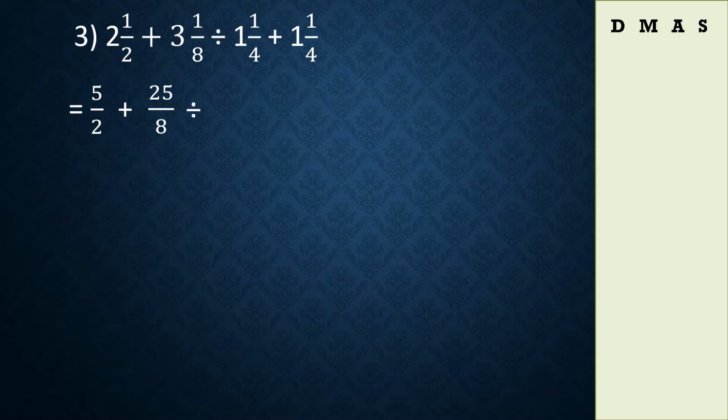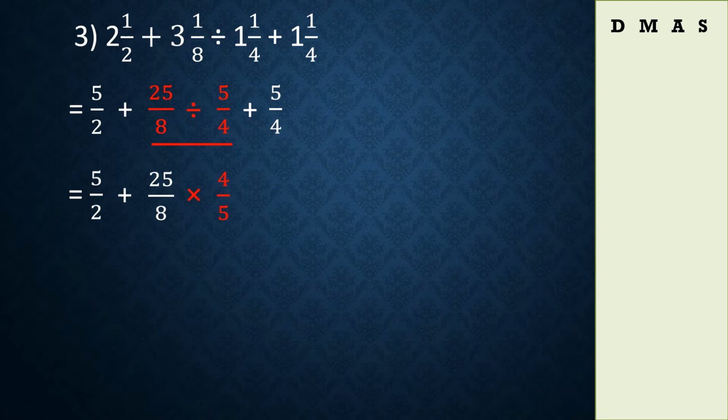Then write division sign as it is. 4 ones are 4. 4 plus 1, 5. So we get 5 upon 4. Then write plus sign as it is. 4 ones are 4. And 4 plus 1, 5. So we get 5 upon 4. Now tell me, according to DMAS, what we have to solve first? Yes, division. Write 5 upon 2 plus 25 upon 8 as it is. To divide, first change the division sign to multiplication sign and multiply by the reciprocal of 5 upon 4, which is 4 upon 5. Then write plus 5 upon 4 as it is.